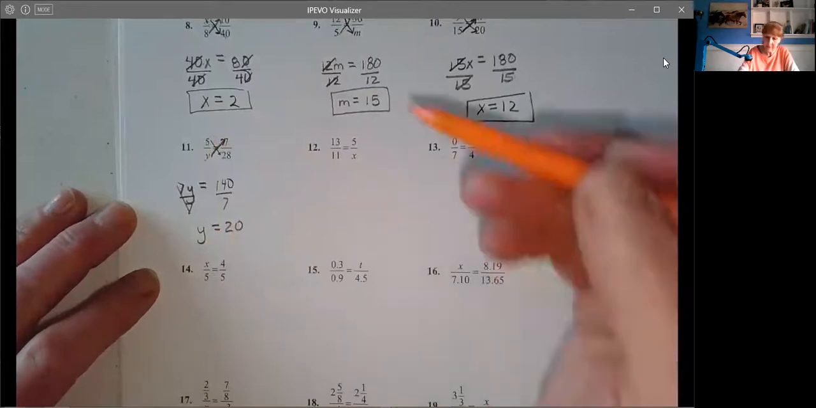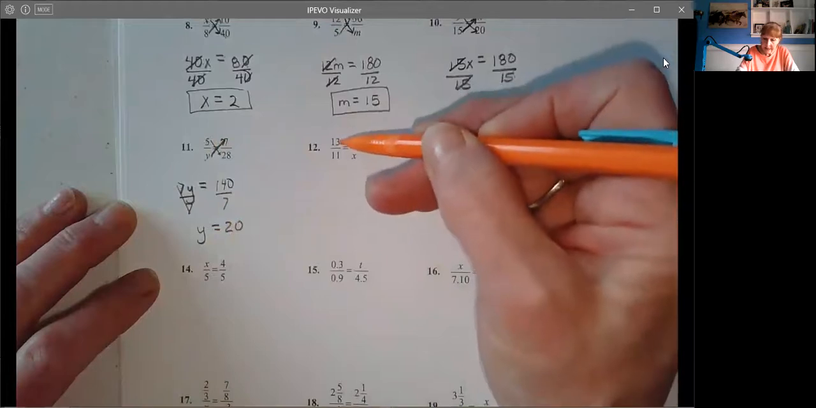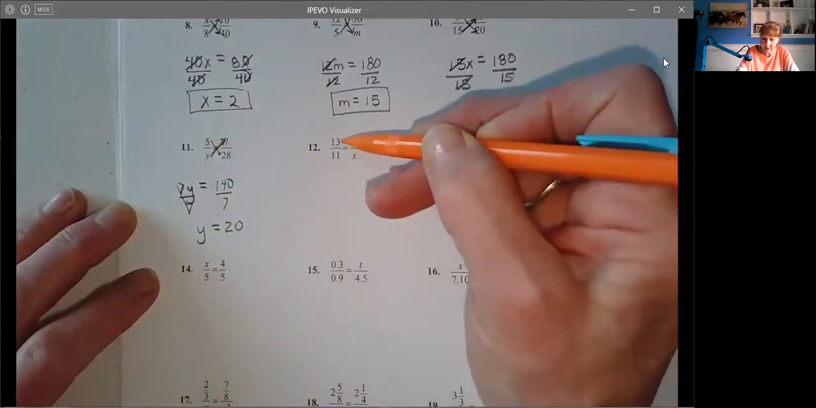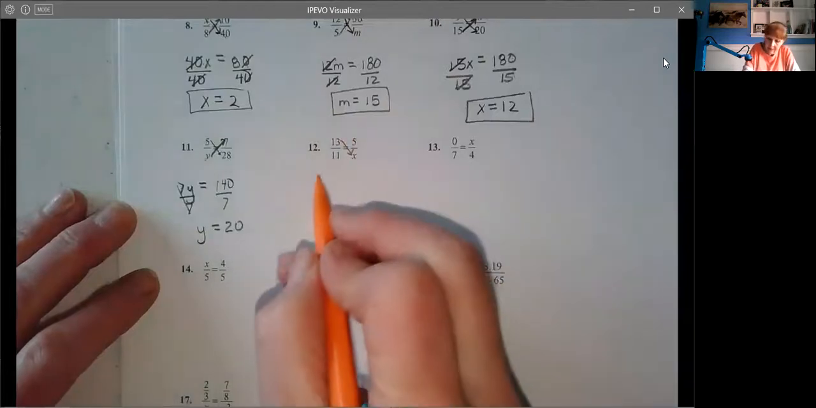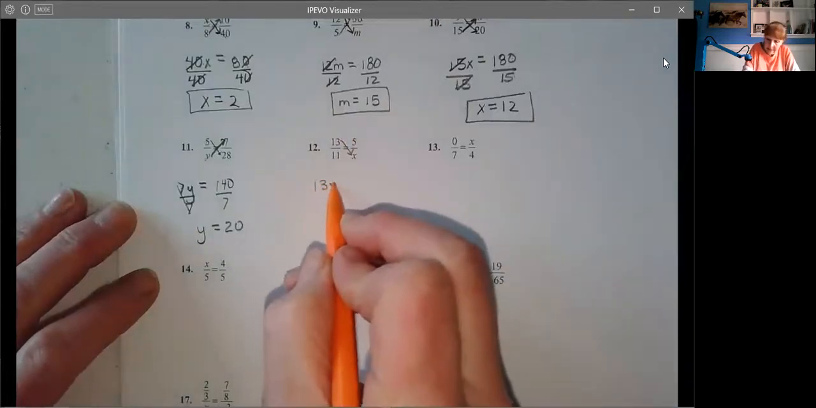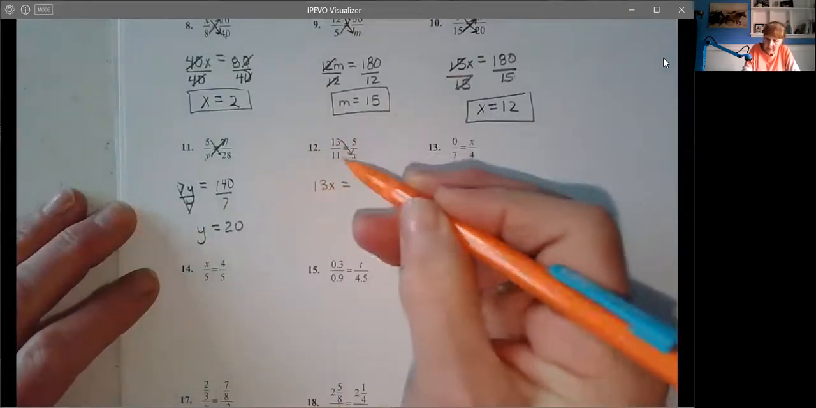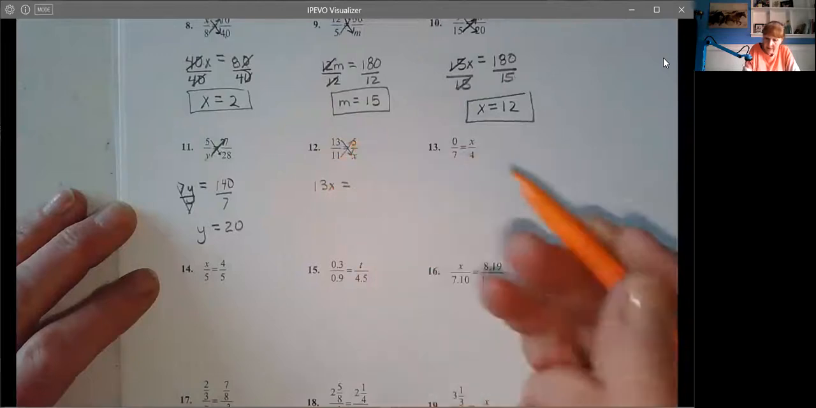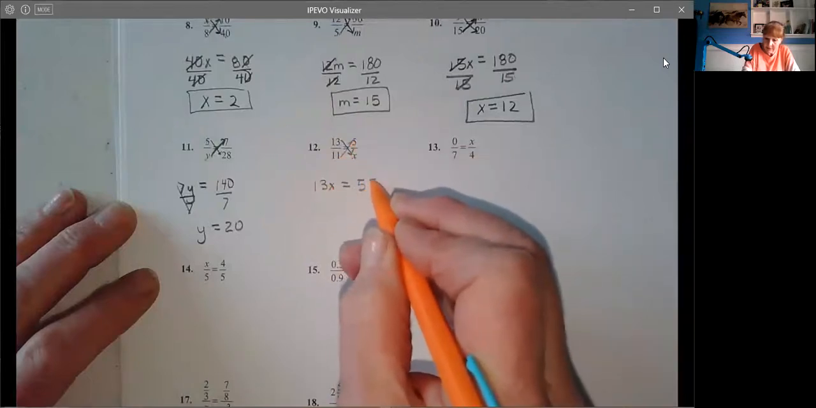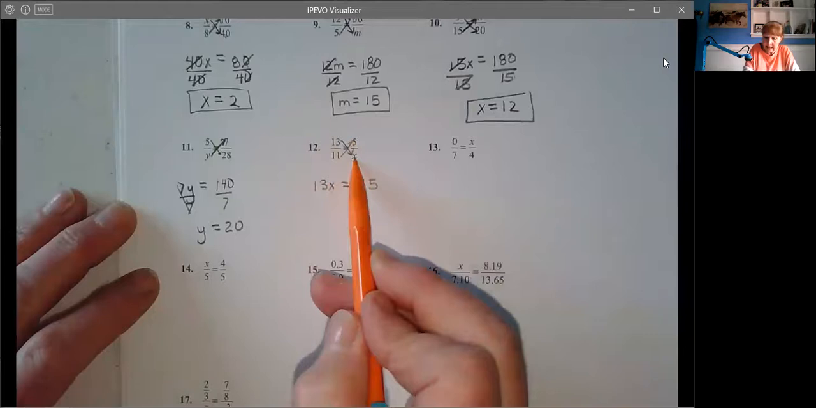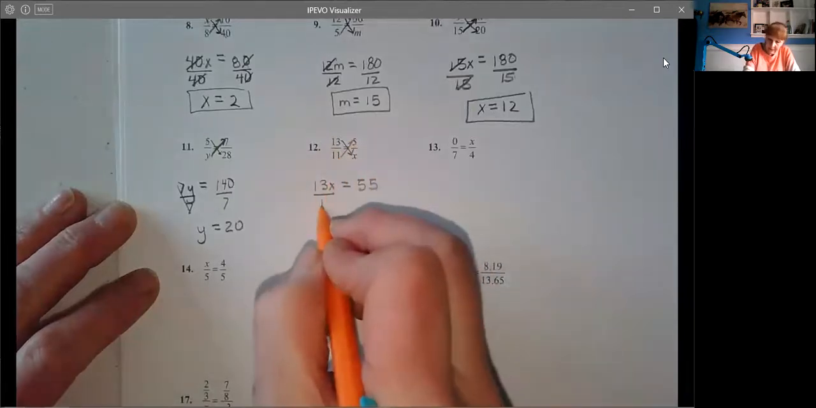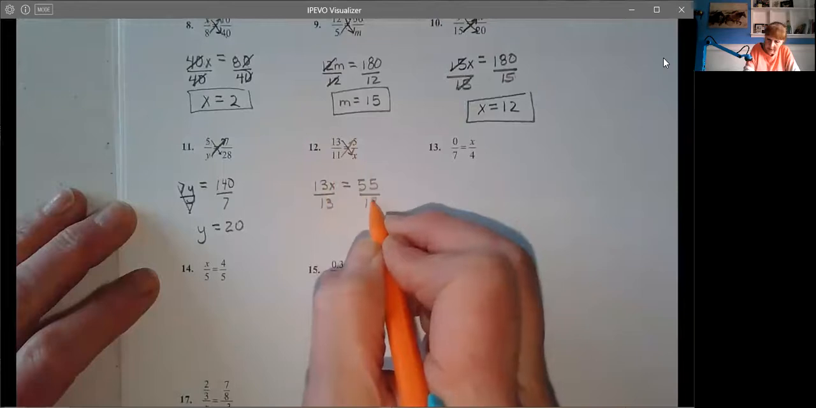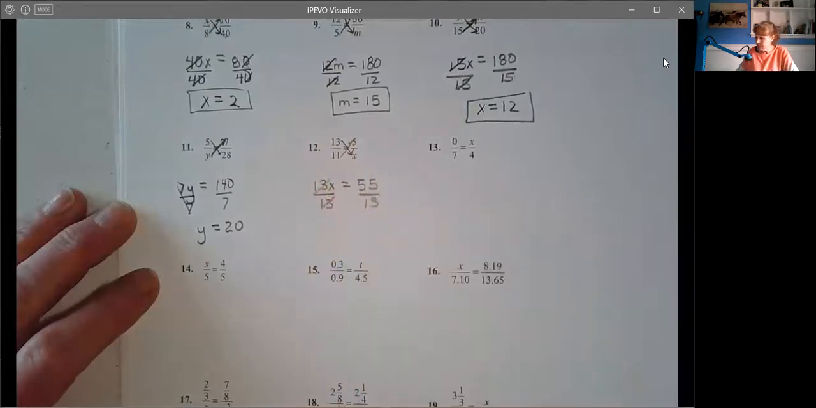Okay, let's do another one. 13, I'm going to take the 13 times the x. I'm going to do that product first because that has the variable. That leaves me with 13x. 11 times 5 is 55. So this product equals this product. Divide by 13. I don't believe we're going to get a whole number. 55 divided by 13.